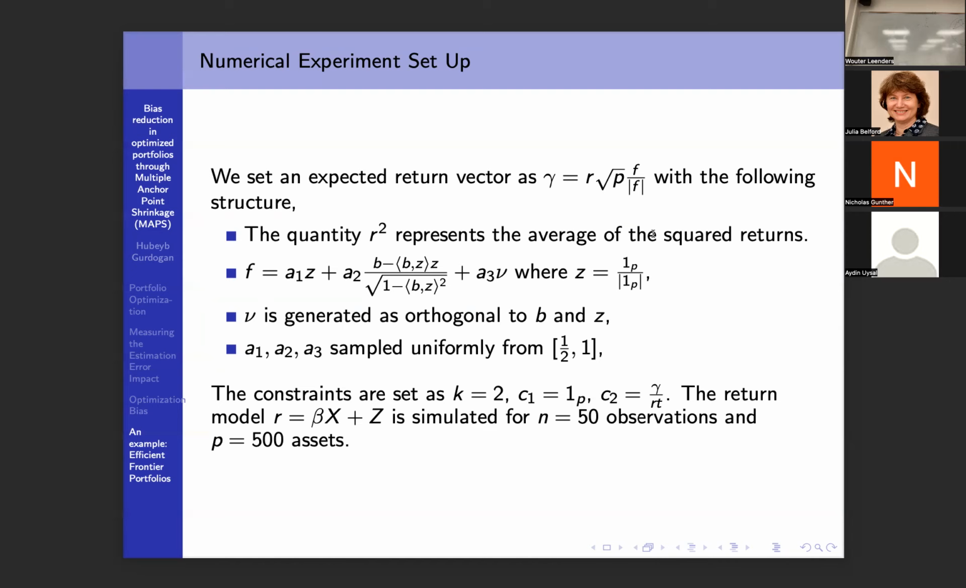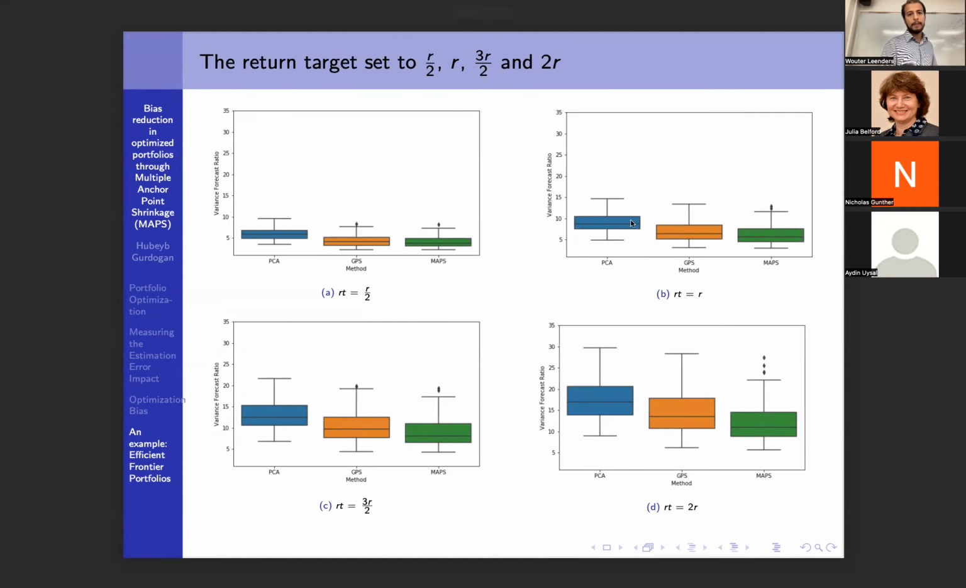So, okay. And we are setting C1 equal to the fully elastic constraint, C2 equal to gamma over the risk return target. Then we are simulating the return model for n equals 50 observations and p equals 500 assets. Okay, what we will do is we will do the simulation for different return targets that will be in units of little r, and we will calculate the variance forecast ratios.